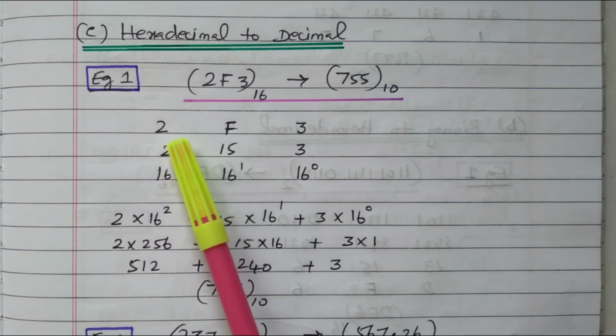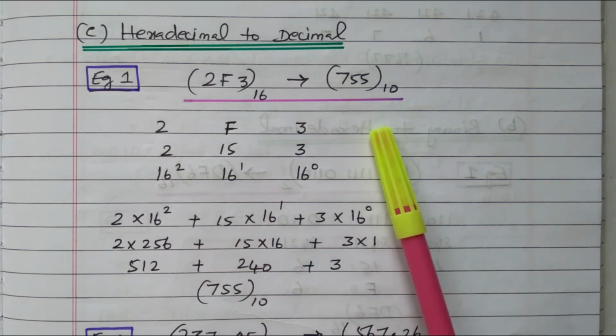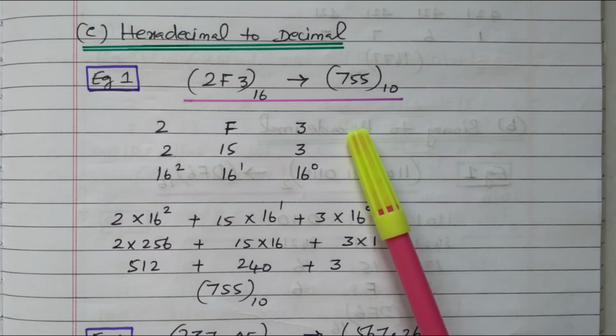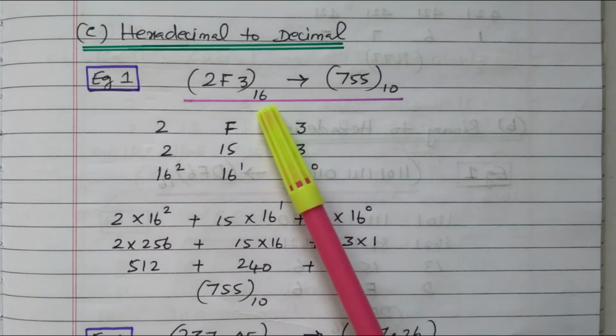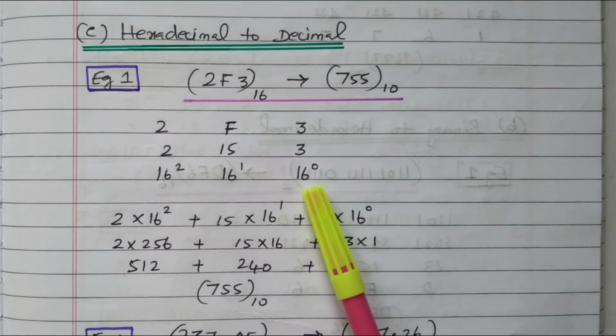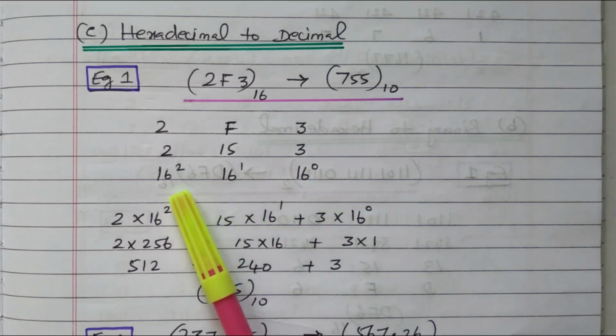This hexadecimal to decimal conversion comes under the successive multiplication type. Successive multiplication means we need to multiply with the given weightage. The weightage available here, the base is 16. So we need to multiply with 16 power 0, 16 power 1, 16 power 2. So that is successive multiplication.